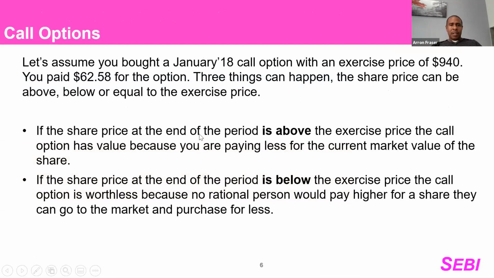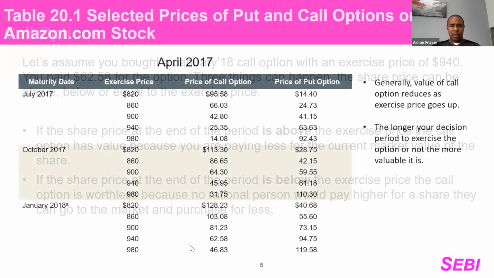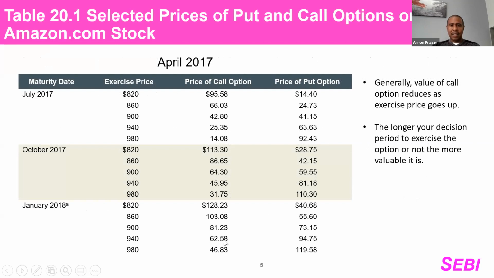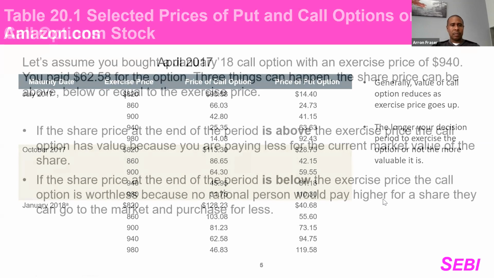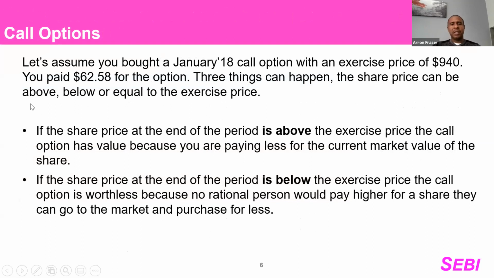Good. So let's work through an example, and this is a call option. Let's assume you bought a January 18 call option with an exercise price of $940. You paid $62.58 for the option. So if we go back to the table, you paid up for a call option to buy the Amazon stock at $940, right? Three things can happen. The share price can be above, below, or equal to the exercise price, and the exercise price is $940.